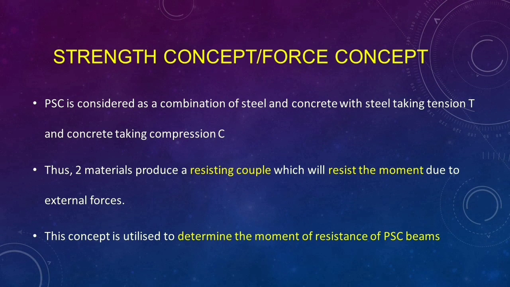The same concept can be applied to prestressed concrete sections also. Prestressed concrete is considered as a combination of steel and concrete, with steel taking tension T and concrete taking compression C. Thus, the two materials produce a resisting couple which will resist the moment due to external forces. This concept has been well utilized to determine the ultimate moment of resistance of prestressed concrete.